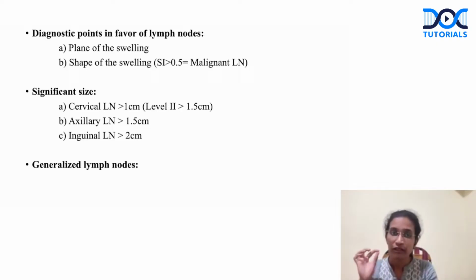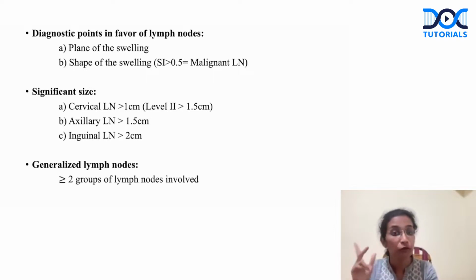So what is the definition? When do you call it a generalized lymphadenopathy? Only when two or more groups of lymph nodes are involved. Say for example, if a patient has a supraclavicular lymph node and a submandibular lymph node, it doesn't count. Both these lymph nodes belong to the cervical group. Multiple nodes are present, but they all belong to a single group.